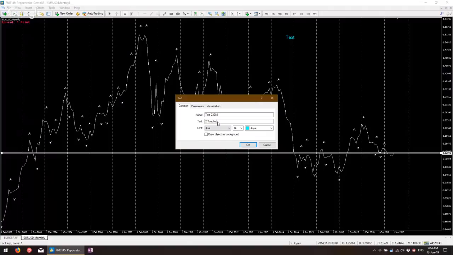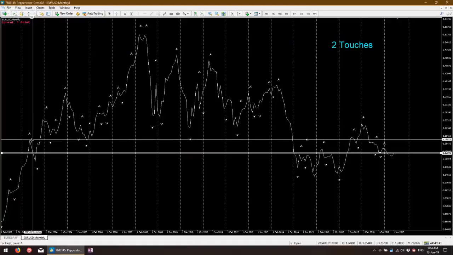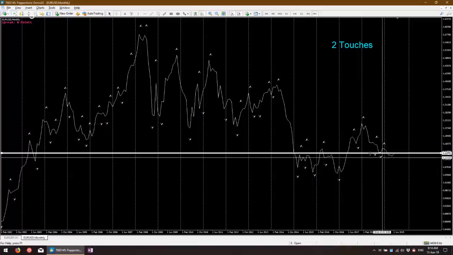Two touches, make it big and better. So we want two touches. And while we take into account information in the past, we always think more valid about the present because we are humans, we have a recency bias.